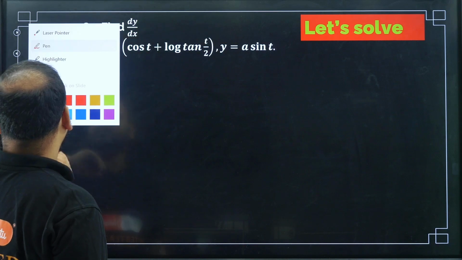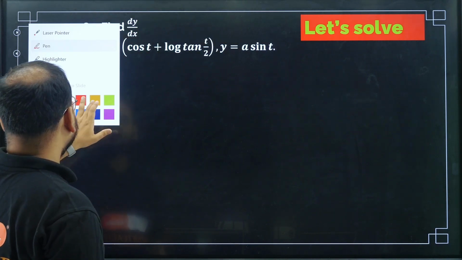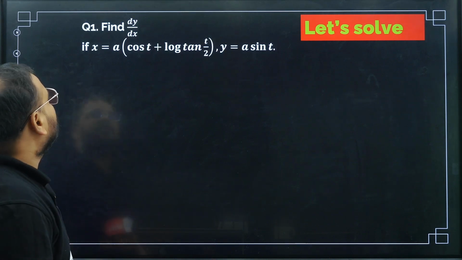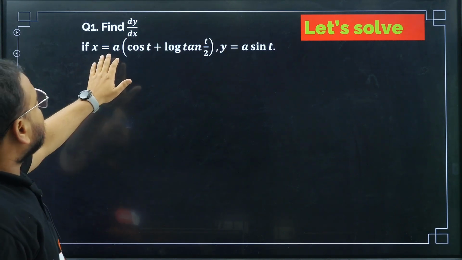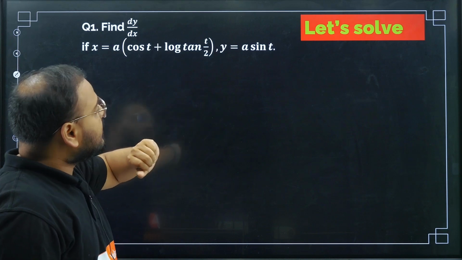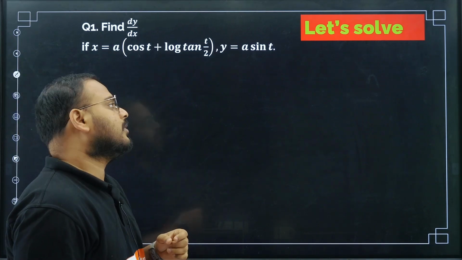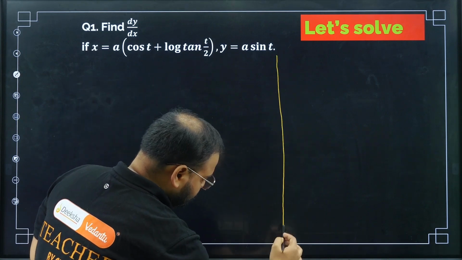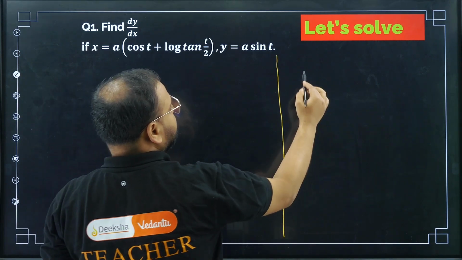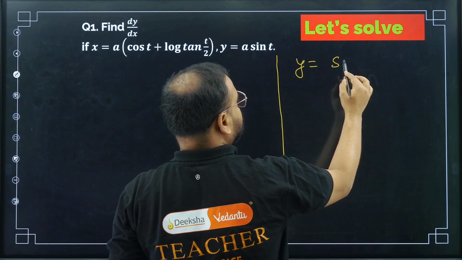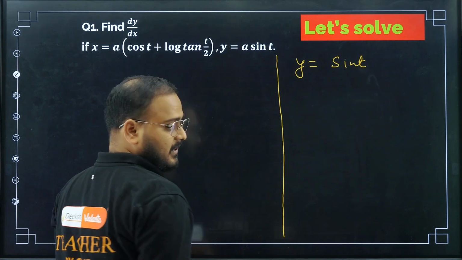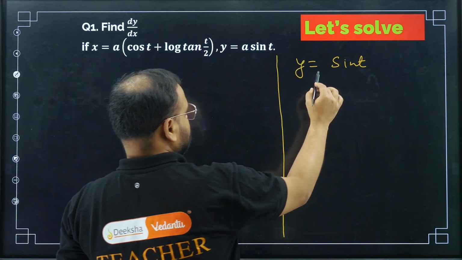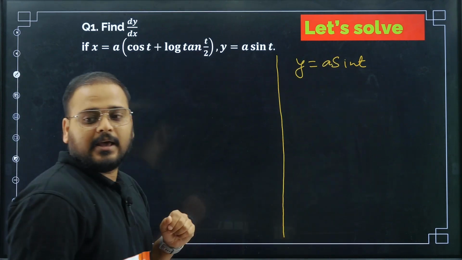Let's check this out. Find dy by dx if x equals a cos t plus log tan t and y equals a sin t. So what do we have to do? First, let's do it for y. I hope this is visible. Y equals a sin t. It's not just sin t, it's a sin t.